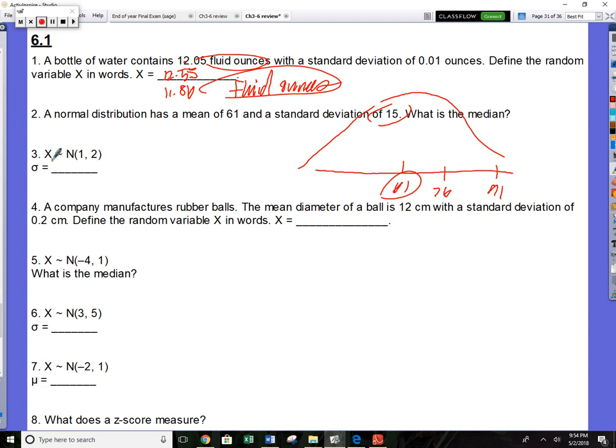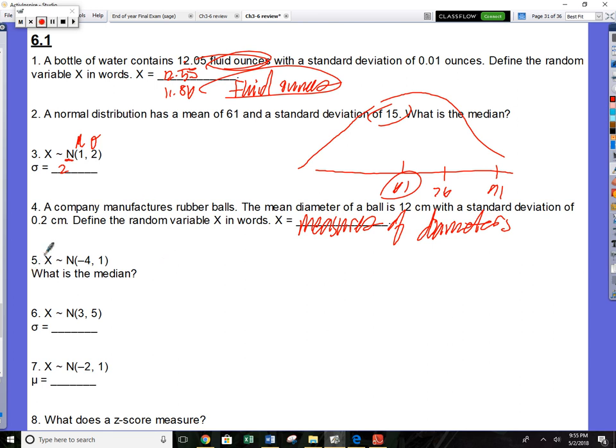Okay, number 3, so x has a normal distribution. That's what the n means. And this, you remember, this is the mean, this is sigma. Sigma is 2. Number 4, company manufactures rubber balls. The mean diameter of a ball is 12 centimeters with a standard deviation of 0.2 centimeters. Define the random variable x. Okay, it's just like fluid ounces. X is measuring, so you're making a bunch of rubber balls, you grab a sample, measure the diameter. So x is these different measures of diameters. You're going to have a bunch of different measures depending on how big your sample is. If you grab 50 of those balls off the line, then you're going to have 50 different measurements.